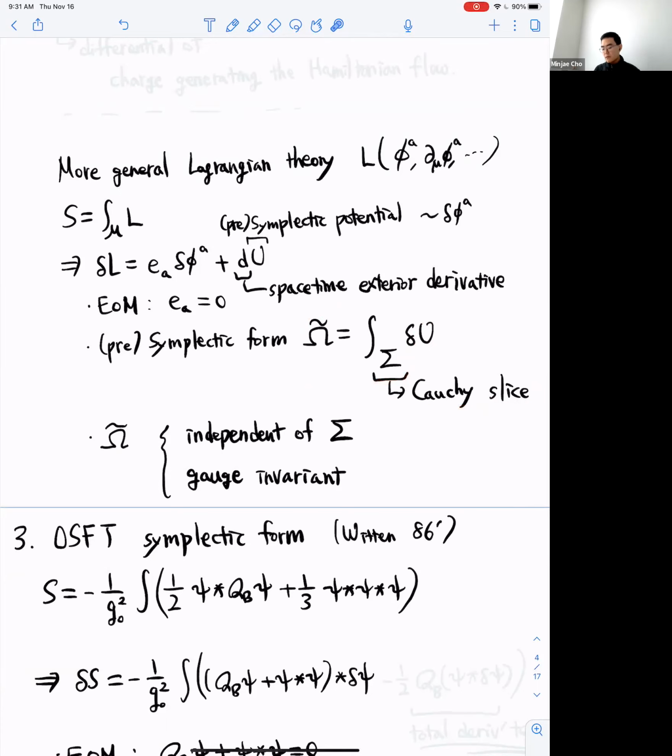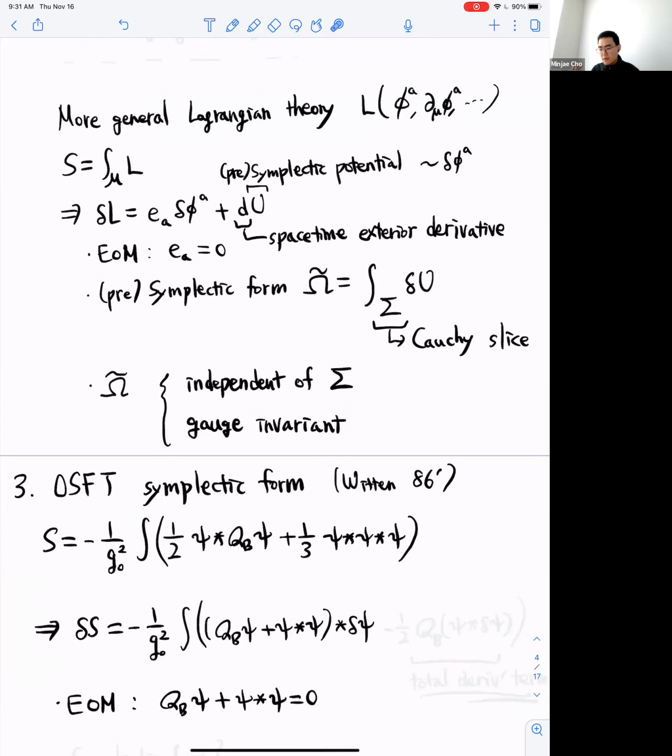So one may ask, it seems like this definition depends on the choice of Cauchy slice. The equivalent question that you could have asked in the case of the free particle is, does the symplectic form depend on the choice of the initial time? And we saw that it doesn't. And that's actually one of the key points about this construction. So if you follow this construction of deriving the symplectic form from the variation of the Lagrangian, it is actually guaranteed that this symplectic form is going to be independent of the choice of the Cauchy slice, as we hope.